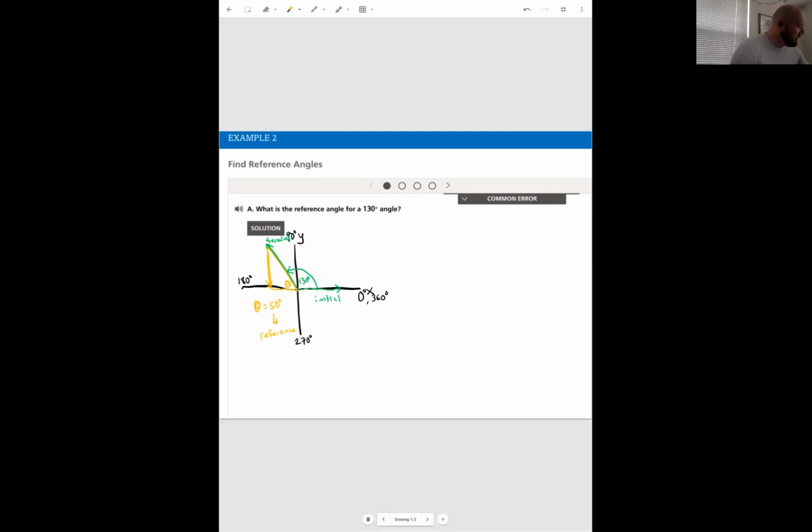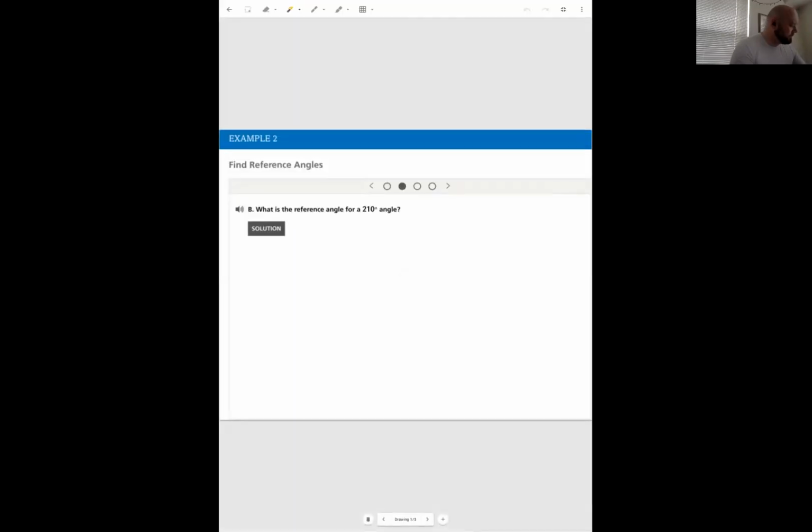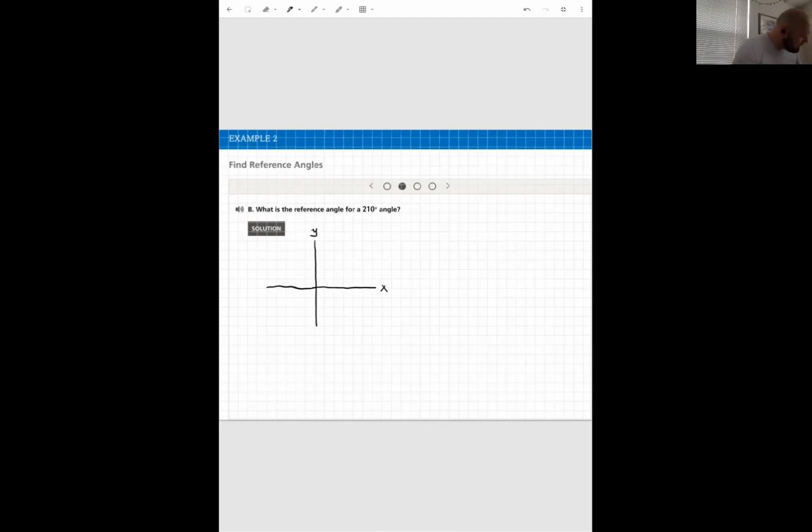Okay, now we're going to check out part B of this example. Part B wants to know what is the reference angle for a 210-degree angle. Let me see if I can put this square grid. Ooh, this is awesome. Okay, so I have my square grid on here already. This is going to be my y-axis. Here's my x-axis. We know that this is 0, 90, 180, 270, and then 360.